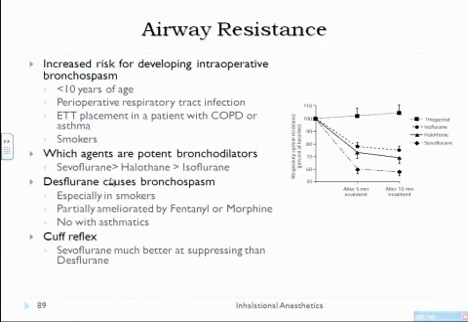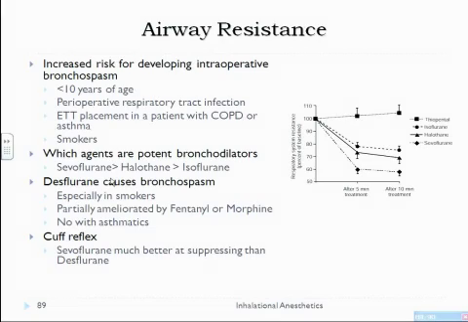If you look at airway resistance, there's an increase in developing intraoperative bronchospasm with certain things that will decrease your bronchiolar size, such as decreasing age, perioperative respiratory tract infections, putting in a tracheal tube, patients with COPD or severe asthma, and patients that are smokers. The most potent bronchodilator, and I'm going to ask you a test question on this, is sevoflurane, followed by halothane and then isoflurane. Desflurane, on the other hand, may cause bronchospasm in some select patients, especially smokers, and may be partially attenuated by fentanyl and morphine. It doesn't seem to make much of a difference with asthmatics.